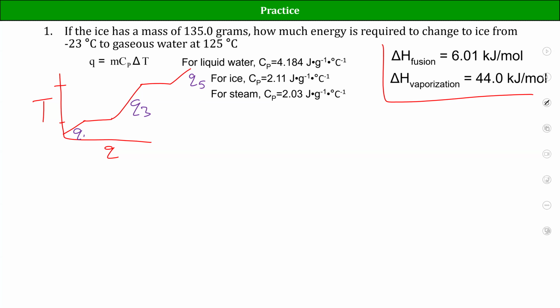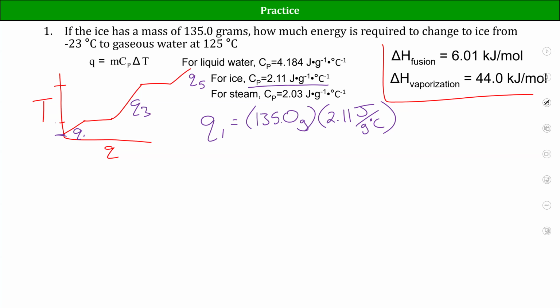So for Q1, it's gonna be 135.0 grams. In this first step, it's still ice, so we're gonna use 2.11 joules per gram degree Celsius. And what's the delta T for Q1? We went from -23 to 0. Right, so when in doubt, look at where you started and ended.